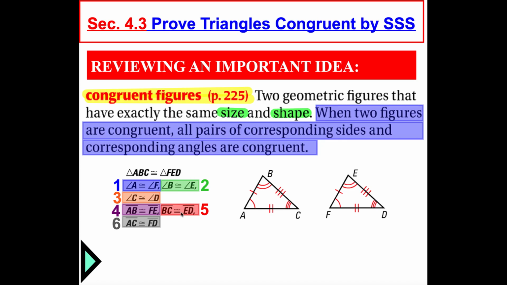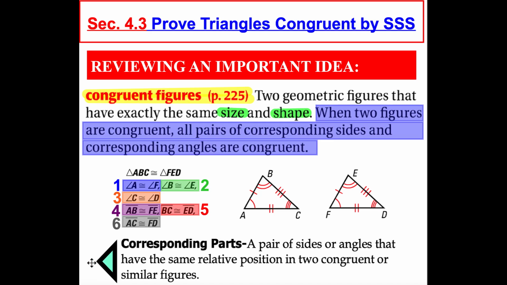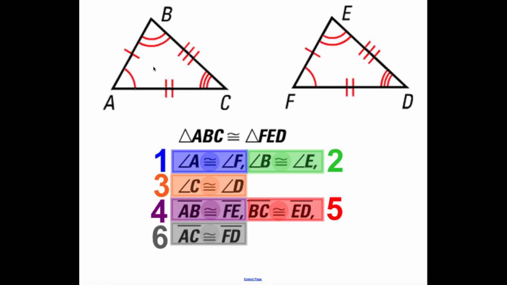Now, what are corresponding parts exactly, corresponding sides and angles? Hey, that's another recent definition. Let's review that really quick. A pair of sides or angles that have the same relative position in 2 congruent figures. So I see a couple triangles here that they're telling us are congruent. Let's take a closer look. We can see that triangle ABC and FED are said to be congruent. That's what they're telling us right here.